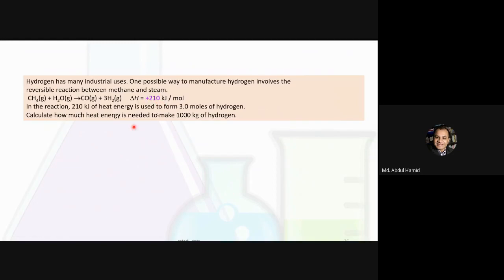This endothermic system is simpler. You have to find the moles of hydrogen first. Moles of hydrogen is 5000, and then for 3 moles of hydrogen you are getting 21 kilojoule, and for 5 into 10 to the power 5, how much? It's simple. You can do it in a similar way.